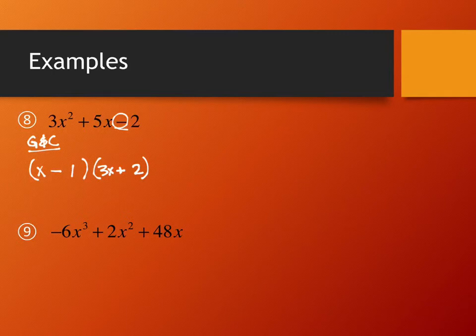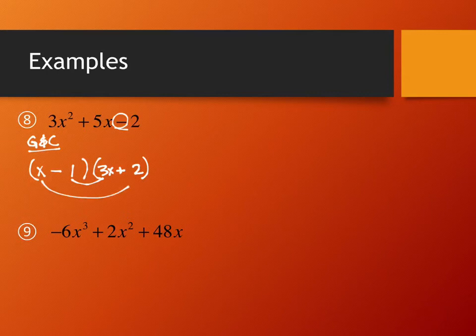Okay, put a 2 and a 1 in there, in that order. And I have to check it to see if it's right. And what I really need to check is not the first term and not the last term. I know those are right. X times 3x is 3x squared. That's how I picked my numbers. Negative 1 and 2 is negative 2. That's how I picked my numbers, right? I don't need to check those. Those are going to be right.